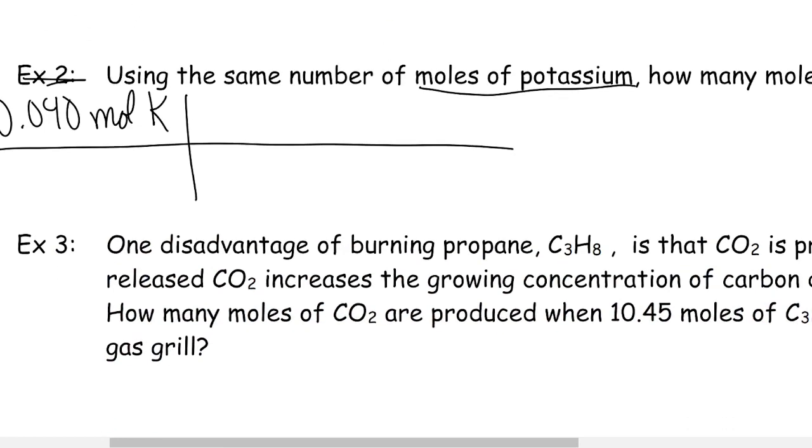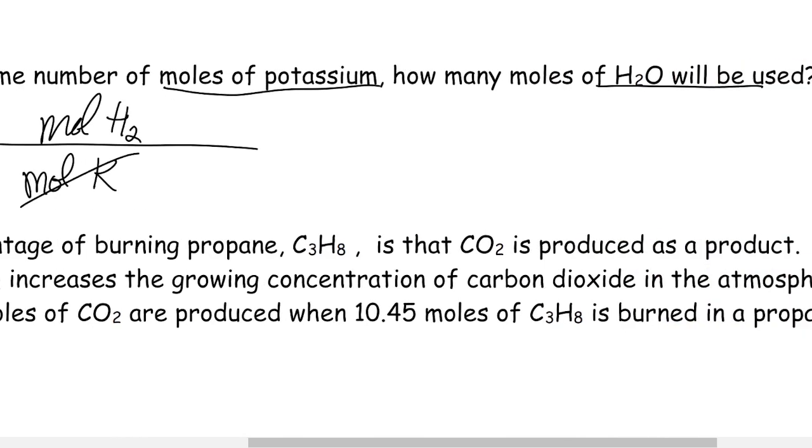So if I have moles of potassium, if that is my given information, I automatically know I'm going to bring my unit down, just the unit, because the goal is to cancel out your units. But if I brought the number down, that would cancel the number, and I don't want to cancel the number. I want to change the number. I want to convert it. And we are going to convert this into moles of hydrogen, H2O.